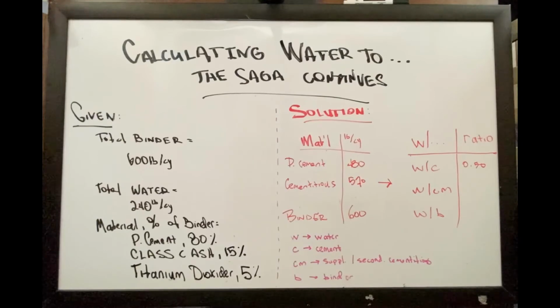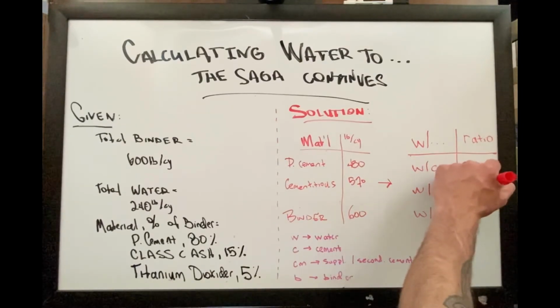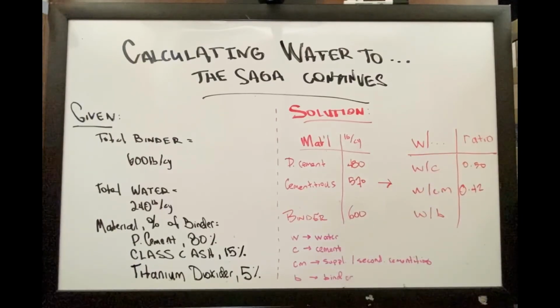And then after that, we do our water to cementitious, where we're taking into account either our supplementary or our secondary cementitious material. Here we had a Class C ash, a secondary cementitious, and with that addition, we had 570 pounds per cubic yard. So if you do 240 divided by 570, that gives us 0.42. It's a little bit close there, that's all right.